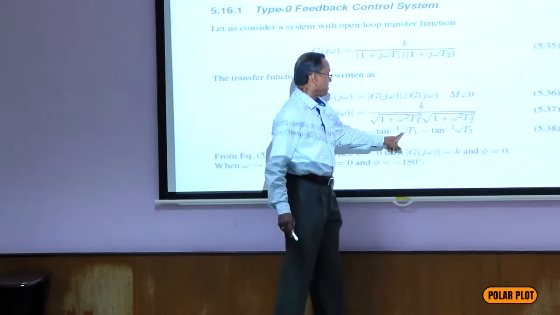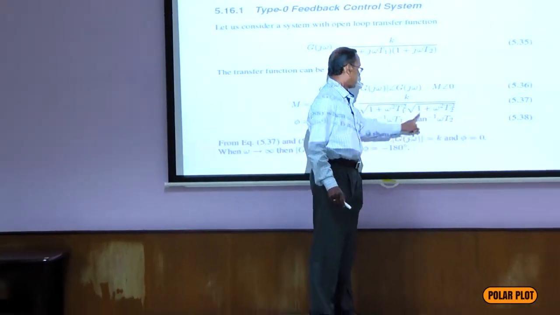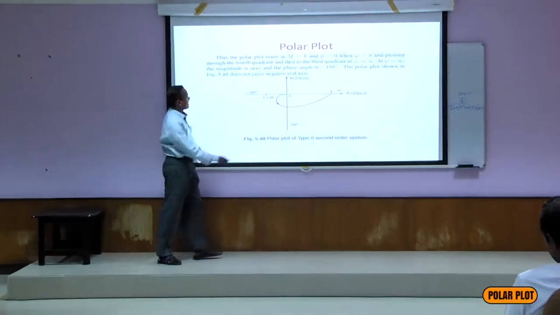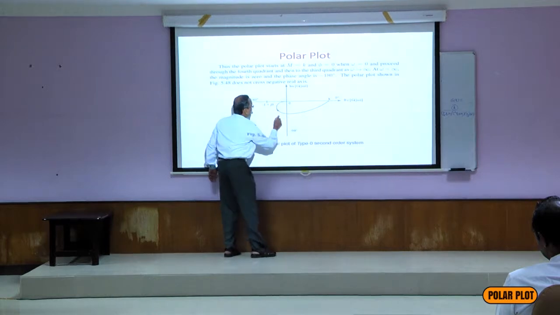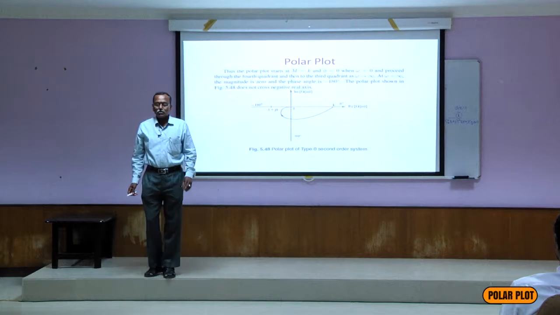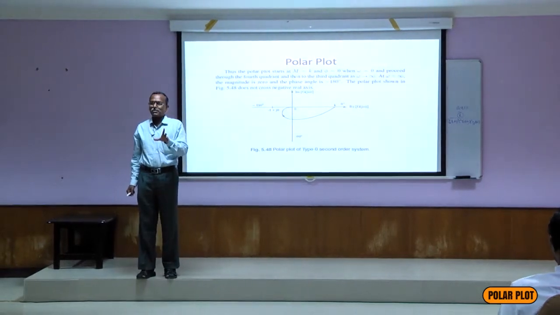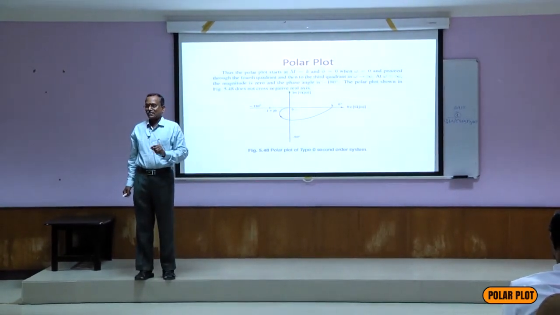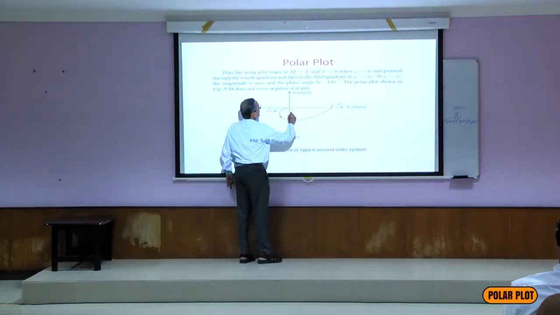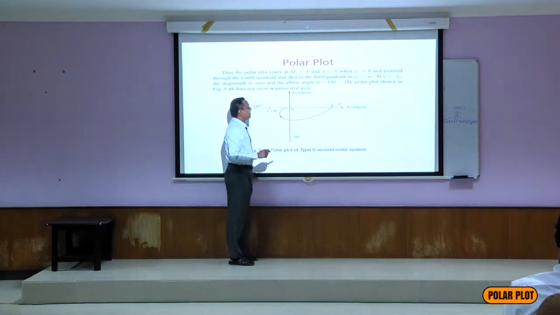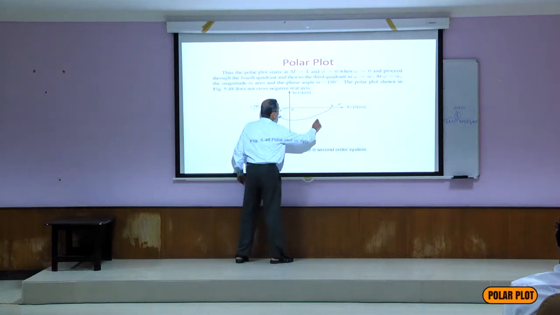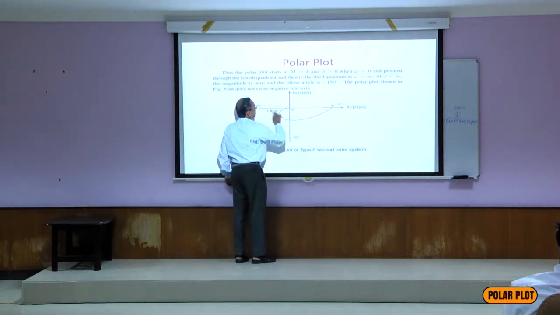Here if you substitute omega equal to infinity, each factor contributes minus 90, so the total is minus 180. So it starts at K angle 0 and ends at 0 at angle minus 180. It approaches the origin at 180 degrees. So for a type 0 first order system, it starts at K angle 0 and ends at the origin at minus 90 degrees. If it is a type 0 but second order system, it starts at K angle 0 and ends at 0 with angle minus 180.